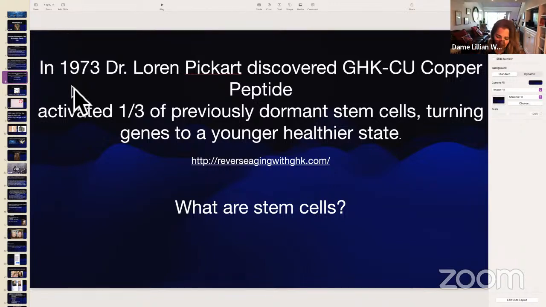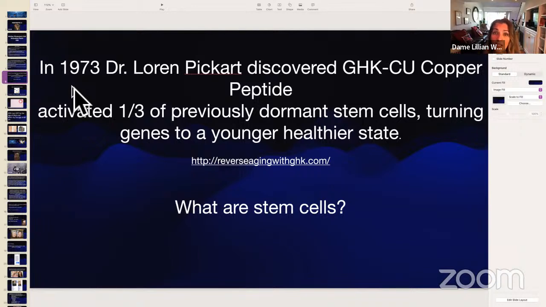And if we go back to 1973, Dr. Loren Pickart's discovery in 1973 has nothing to do with this activation patch, in the sense that he was simply a scientist doing his research, looking at reverse aging and anti-aging, and looking at the neurobiophysiology of the human body, and looking at what things would react to certain things that he could actually control in a lab environment.